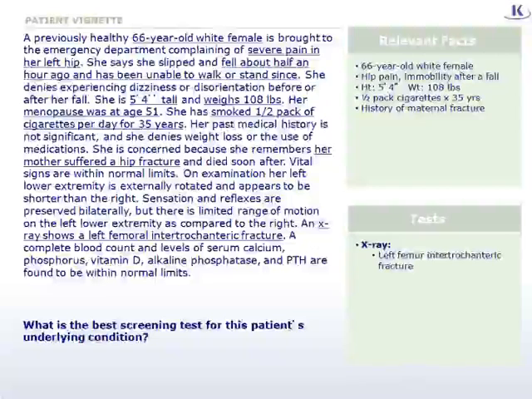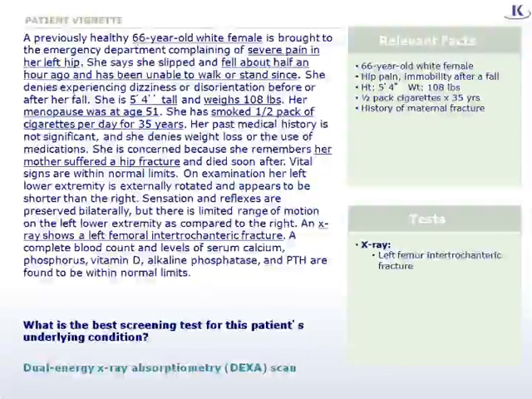Now, what is the best screening method for this patient's underlying condition? The best way to screen for osteoporosis is by assessing bone density. This is done through dual energy X-ray absorptiometry, or DEXA scan. DEXA scan results are reported as a T-score. A T-score greater or equal to 2.5 standard deviations below the mean indicates osteoporosis.